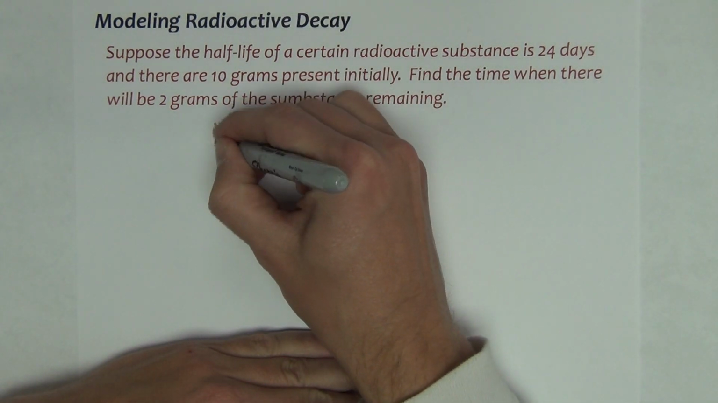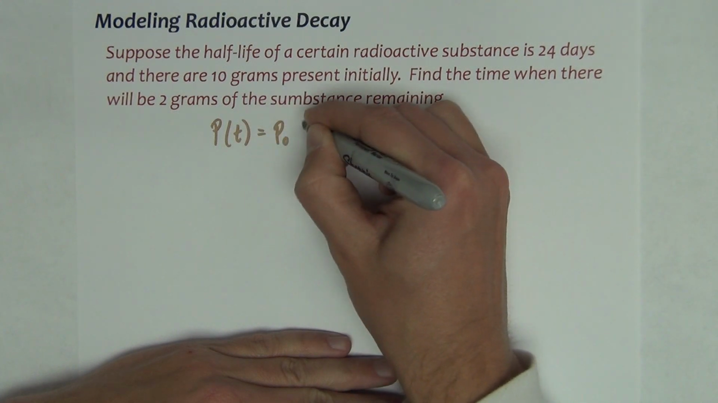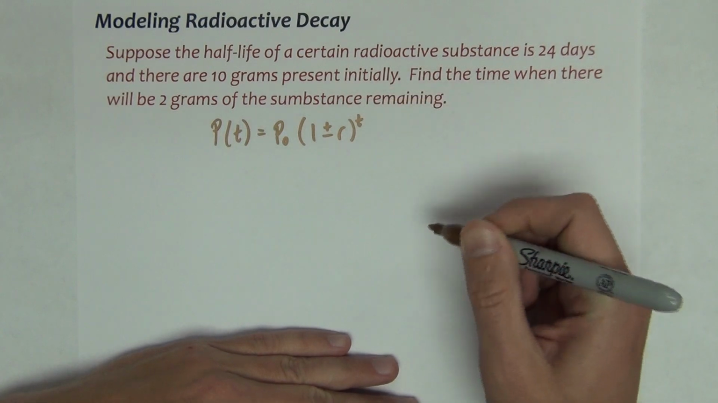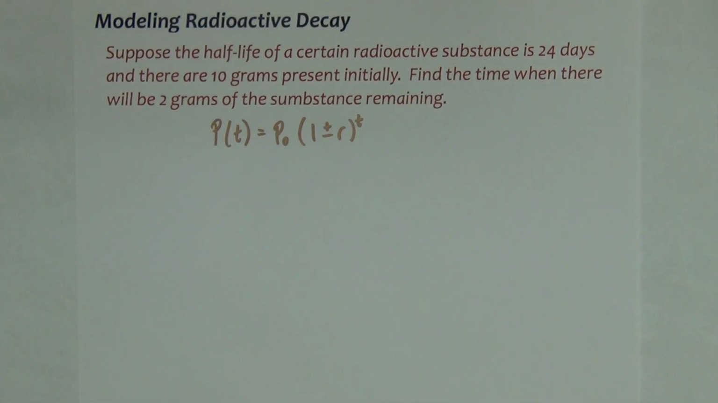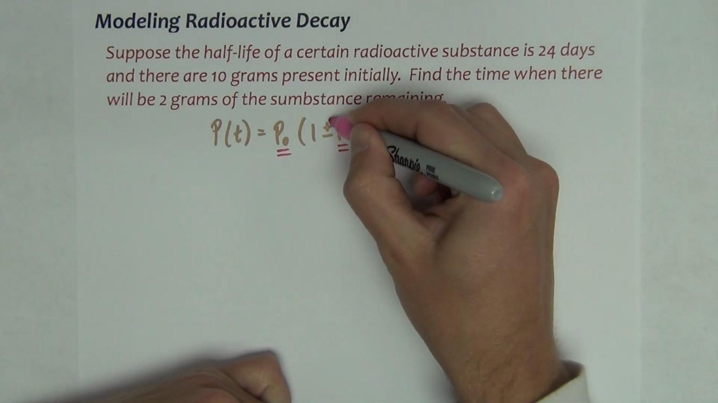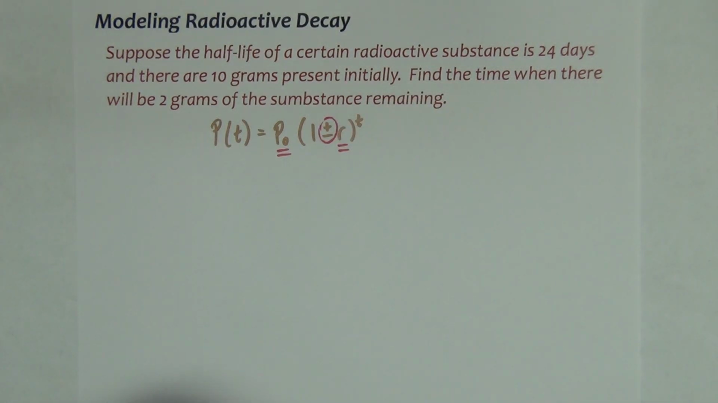So let's begin again with this population model. P of t equals P naught times 1 plus or minus r raised to the t. And again, what do we need to know? We need 3 things really. We need to know the initial value, the growth or decay rate, and then we need to choose the plus or the minus sign to complete this model.